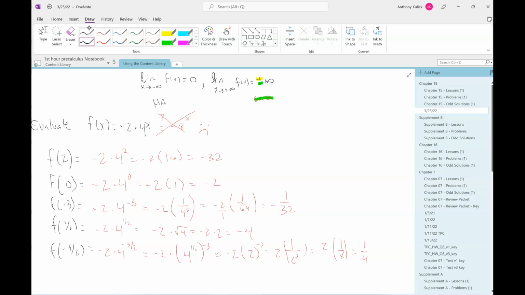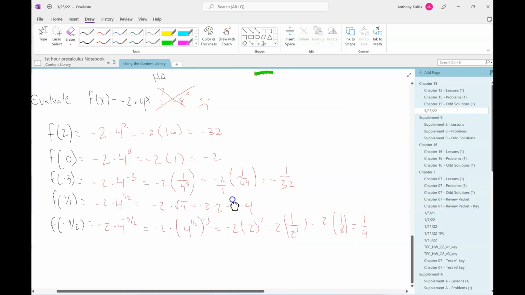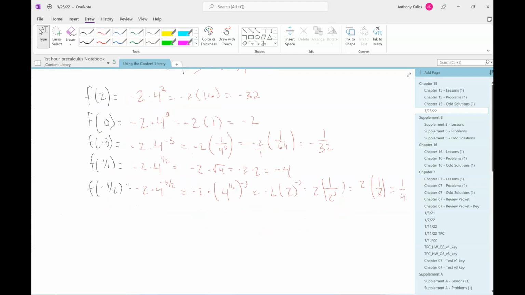Okay. Yeah, no problem. So, one thing that we'll be interested in doing is to be able to go from a table of values to an exponential function.